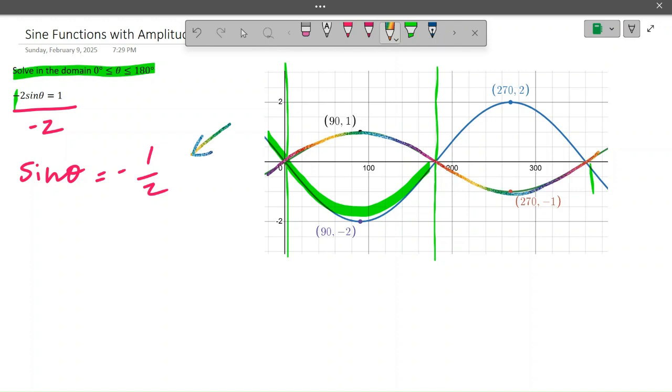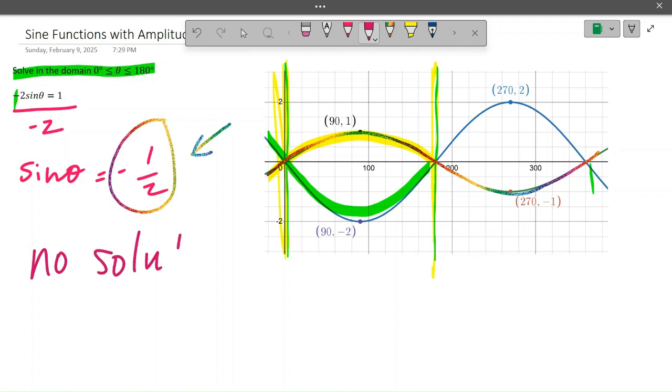Here's what's interesting about it. This number is negative. I am looking again at the part of the graph that falls between 0 degrees and 180 degrees, and it has to be negative half. Well, there is no negative value in this part, only positive values. What this means is within this domain, there are no solutions. So we could say no solutions within this domain.